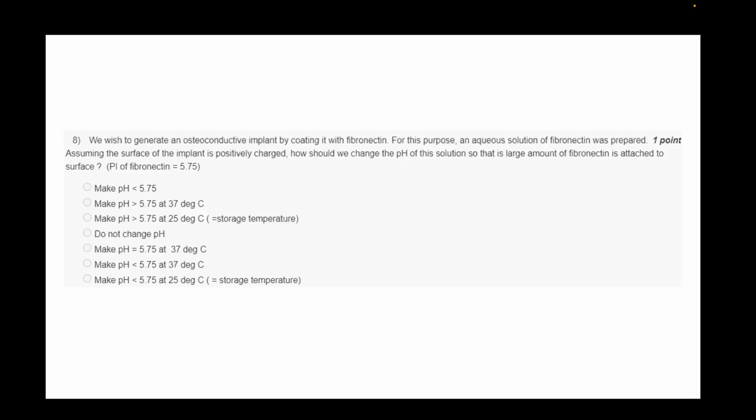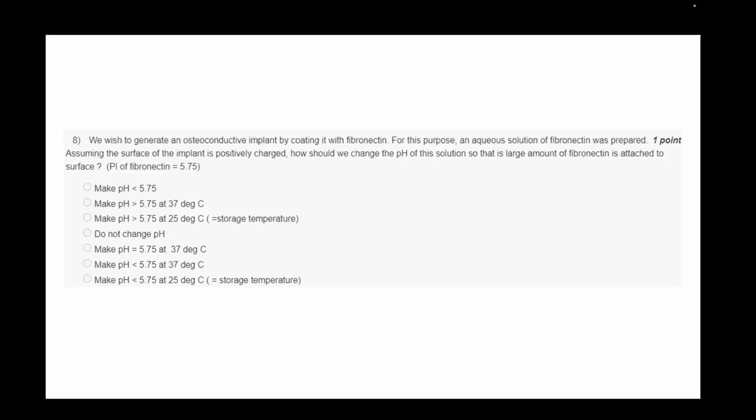Moving on to the next question. We wish to generate an osteoconductive implant by coating it with fibronectin. For this purpose, an aqueous solution of fibronectin was prepared. And assuming the surface of the implant is positively charged, how should we change the pH of this solution so that a large amount of fibronectin is attached to the surface? The pI of fibronectin is 5.75. So what would be the correct option here?